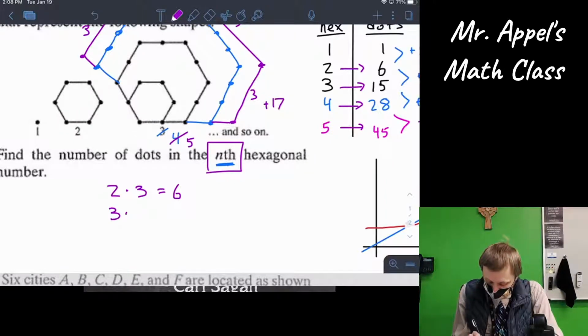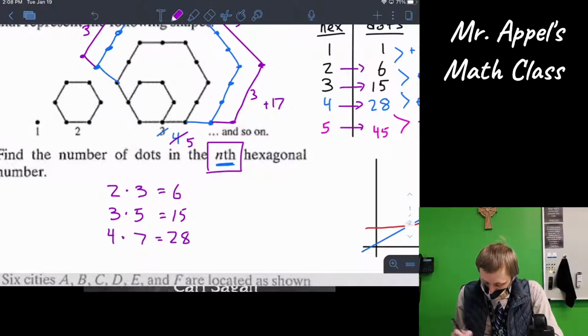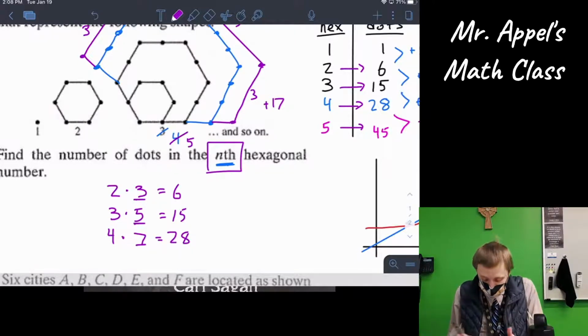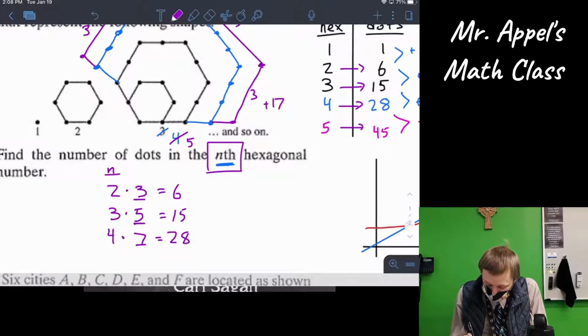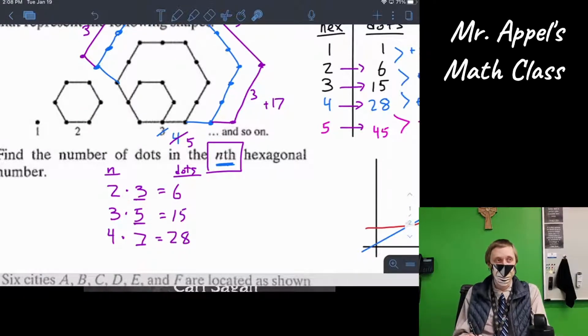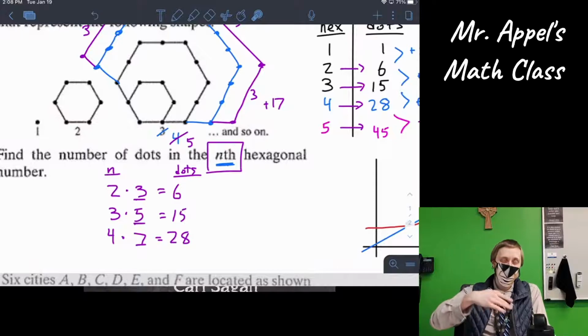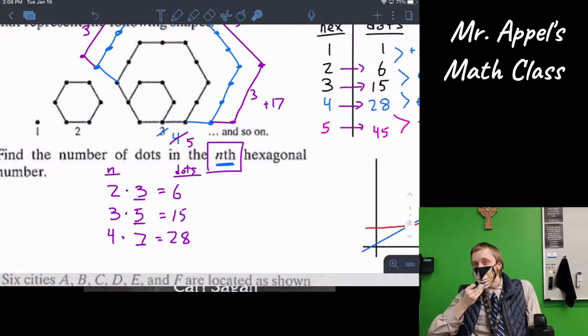Is it going to be just multiplied by the same thing? 3 times 3? No, that's 9. 3 times 5 to get 15, right? And then it would be 4 times 7 to get 28. Okay, so I have my n here. I have my dots over here. What do I need to multiply n by? Well, it's changing every time. So now I have to find a pattern within my pattern. Oh, we start all over again.